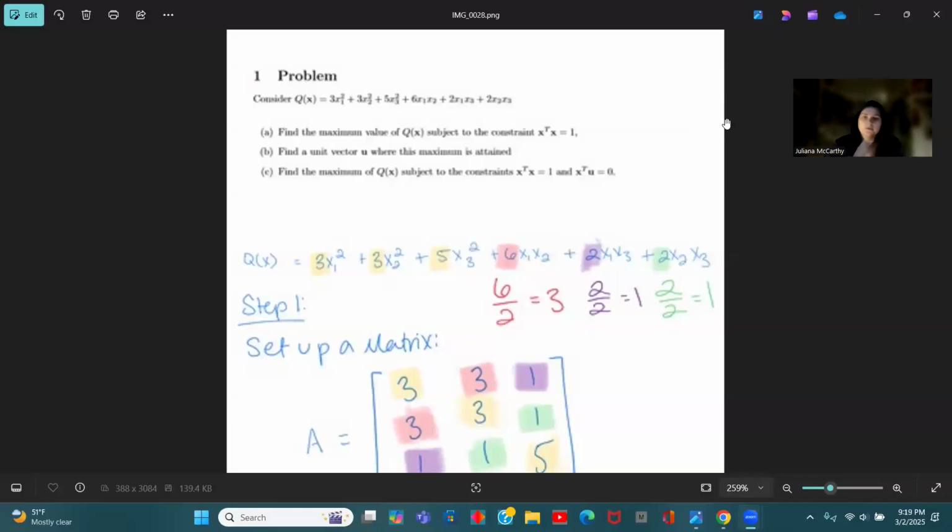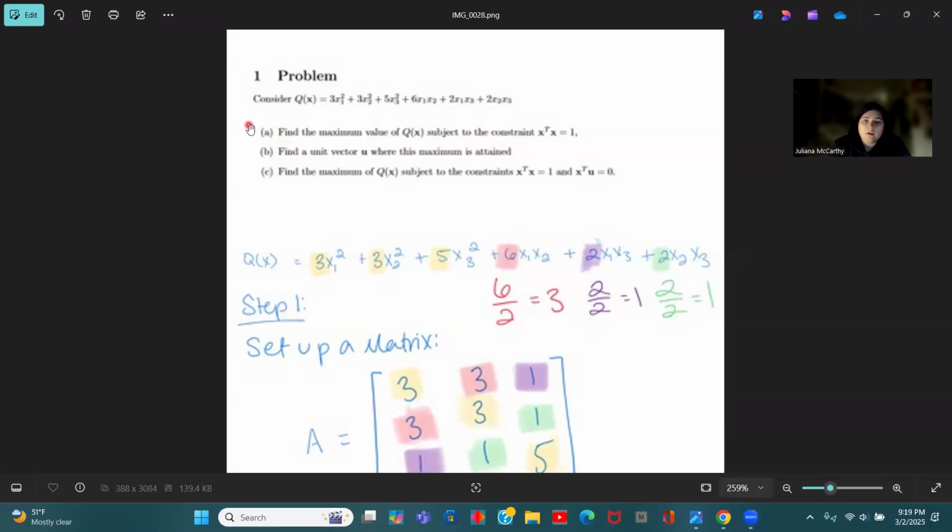Hello, welcome back. Today we're going to be solving a few more problems having to do with singular value decomposition. And so here's our first problem. It is: consider q of x equals all this.